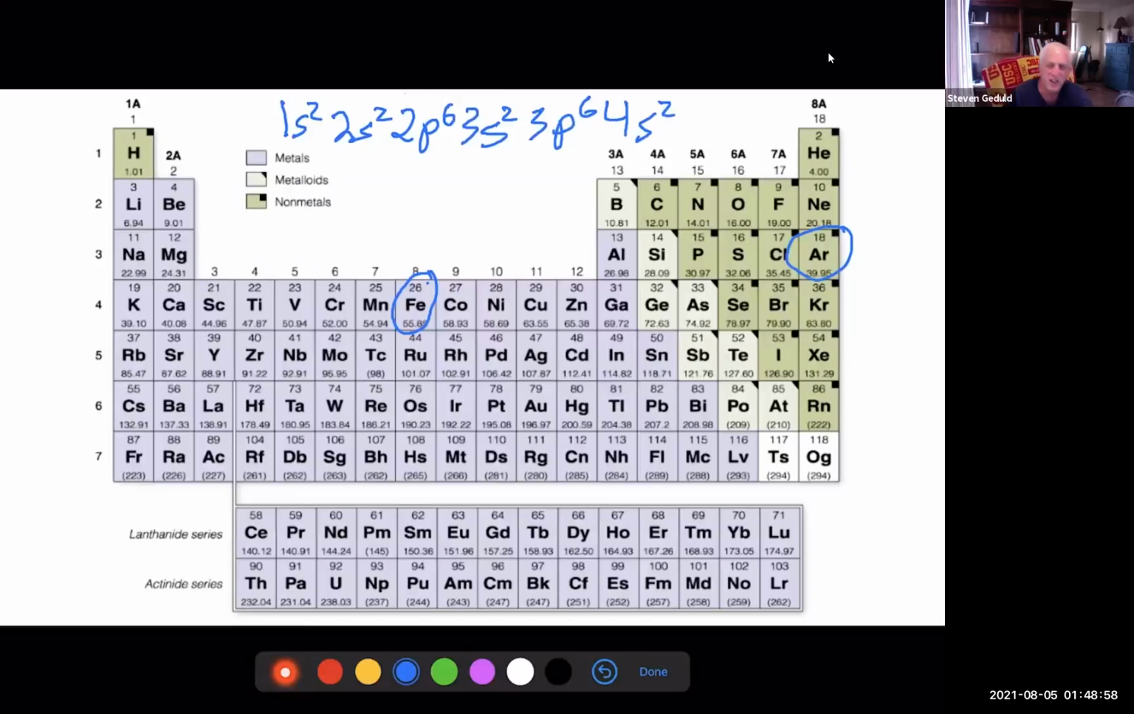Now remember, D starts with 3. So even though it's in the 4th energy level, this is 3d, 1, 2, 3, 4, 5, 6. And then it continues on to 4p going across. That's the big trick, because you've got to remember D starts with 3. And again, this is like an address of where the probability of finding an electron is.